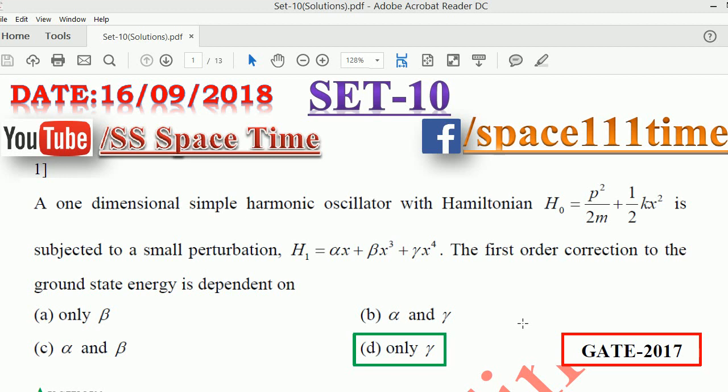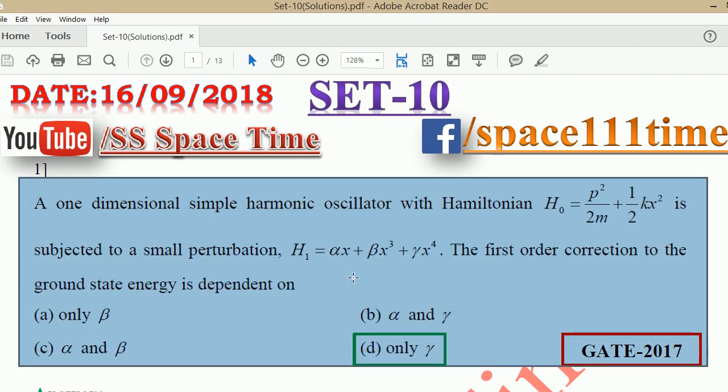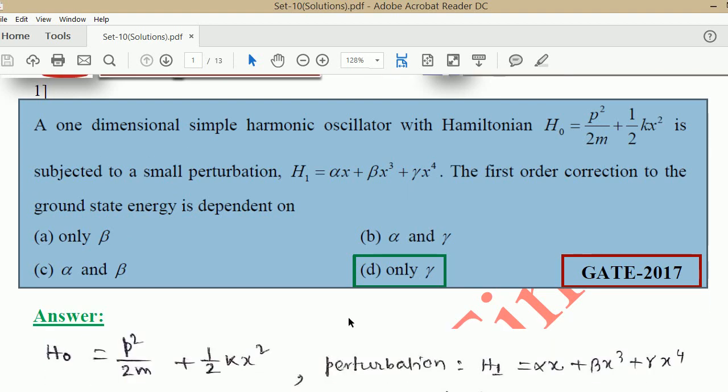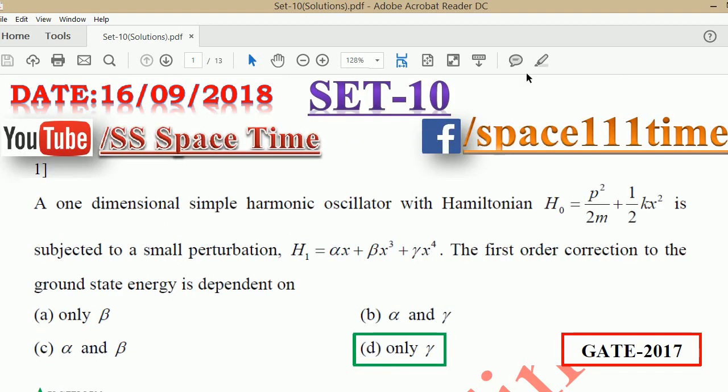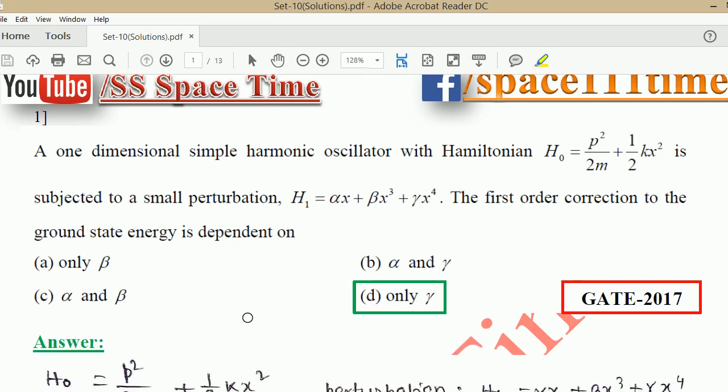So let's begin. First question: a one-dimensional simple harmonic oscillator with Hamiltonian H0 equals p square by 2m plus half kx square is subjected to a small perturbation h1 equals alpha x plus beta x cube plus gamma x to the power 4. The first order correction to the ground state energy is dependent on. Okay, so we are given the Hamiltonian and the perturbation.